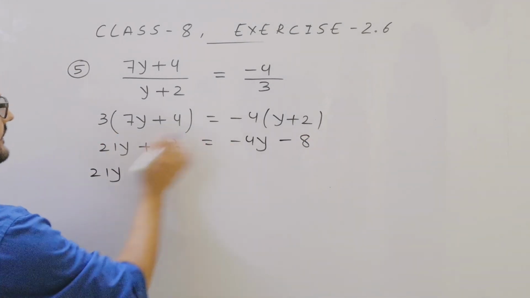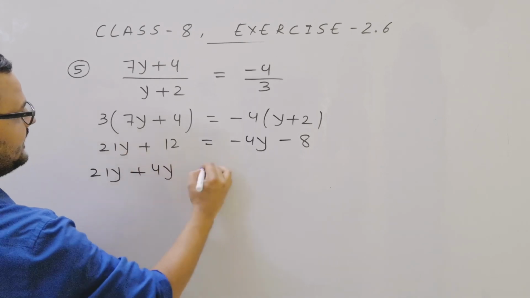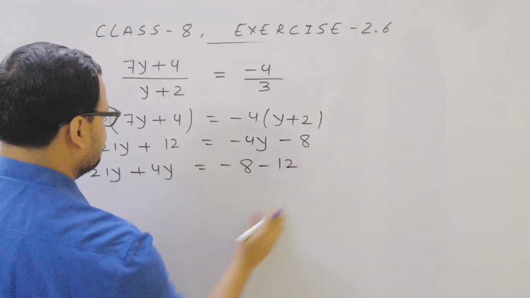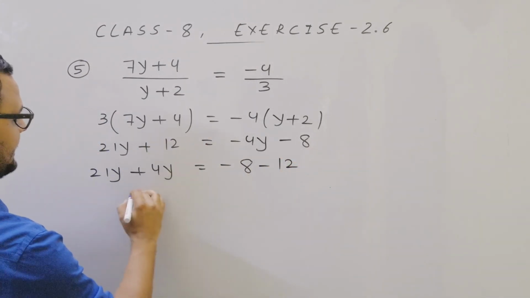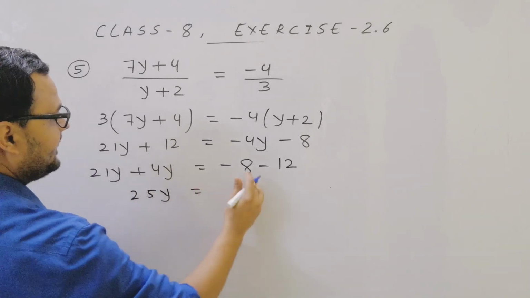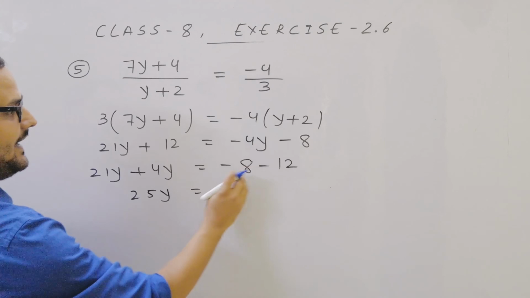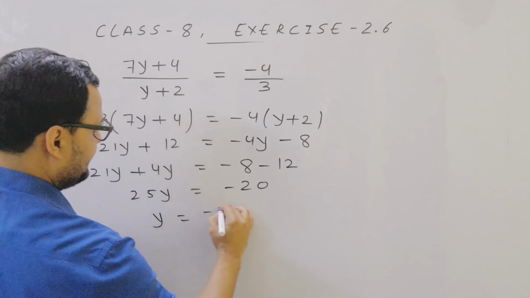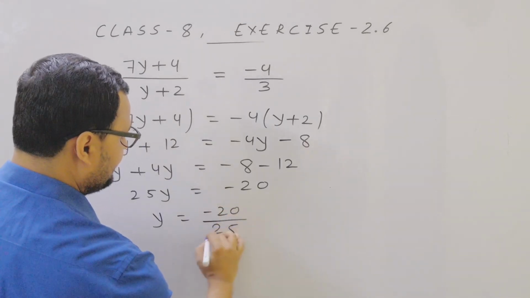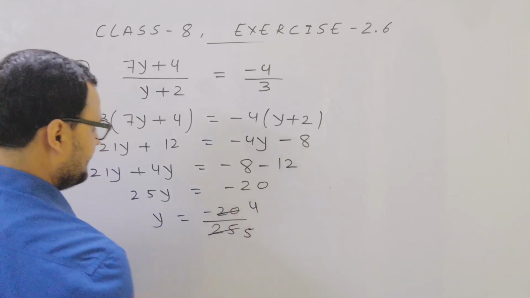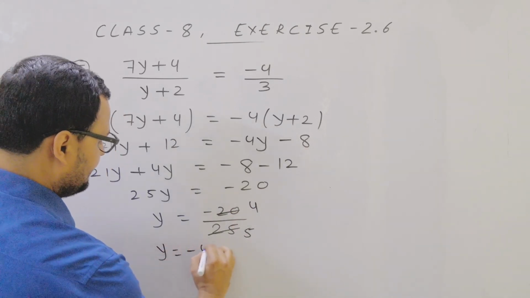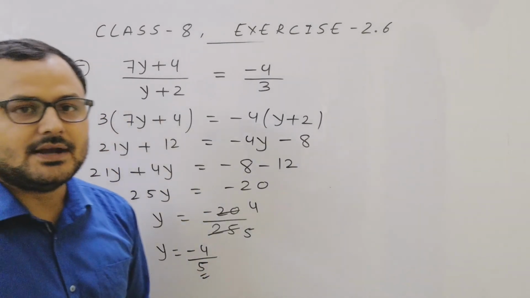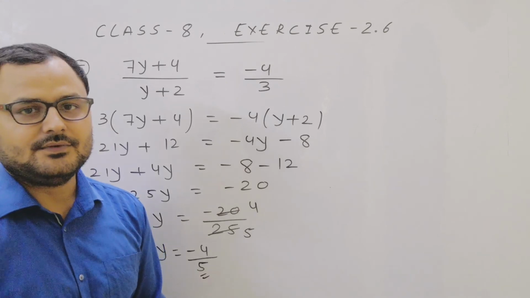21y, minus 4y will come this side, so plus 4y equal minus 8, plus 12 will come this side, so minus 12. 21y plus 4y, I got 25y equal, again two numbers, both are minus. Add the numbers and give the minus symbol. So minus 20. So y equal minus 20 by 25. 5 5s are 25 and 5 4s are 20. So we got y equal minus 4 by 5. So for equation number 5, the value of y equal minus 4 by 5.